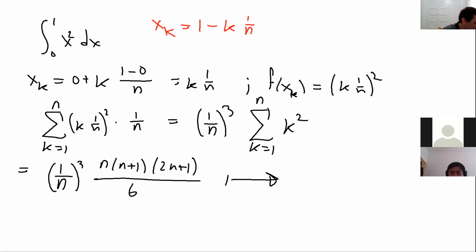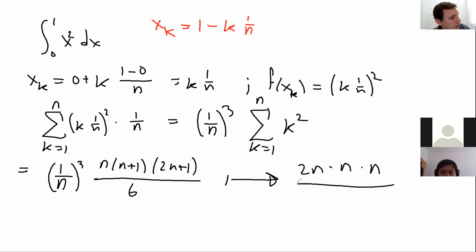Of course. So the answer is, I just want you to see that it's 1/3. From the numerator, I get 2n times n divided by 6n cubed. So the result is 2 over 6, which is 1/3, just like we were doing before.